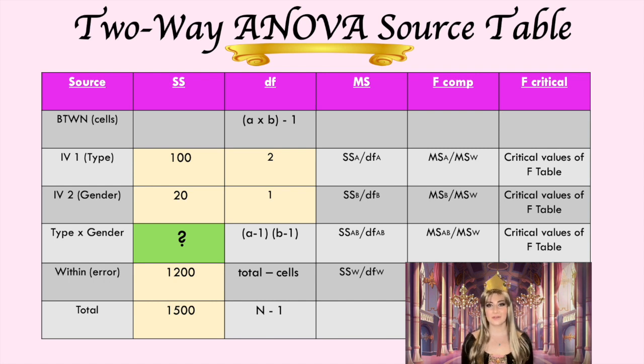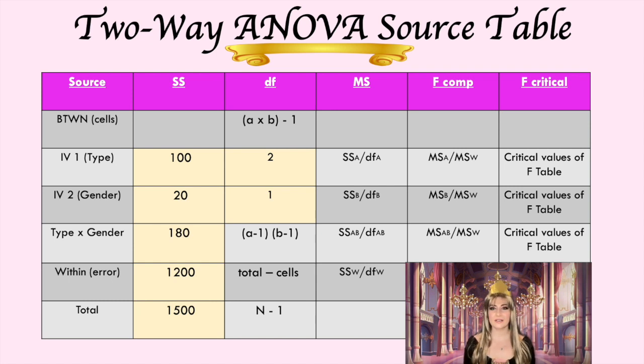Well, if you remember, we did something very similar with the one-way ANOVA. Essentially, because I know my total sum of squares, all I need to do is subtract the values I have from the total. So this means I'm going to take 1500, subtract 1200, subtract 20, subtract 100, and ultimately I'm left with 180. So 180 is going to be my sum of squares for the interaction of pet type and pet gender. Let's move over to the degrees of freedom column. I know that degrees of freedom for variable 1 is 2, and degrees of freedom for variable 2 is 1. In other words, I had 3 levels of pet type, and 3 minus 1 is 2, and I had 2 levels of pet gender, and 2 minus 1 gives me 1.